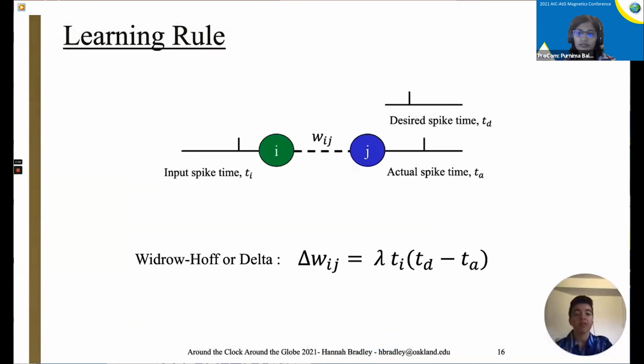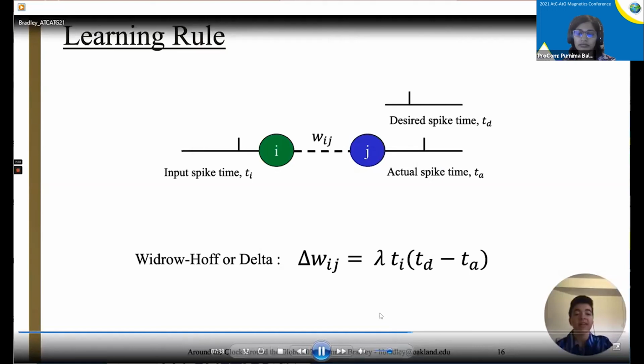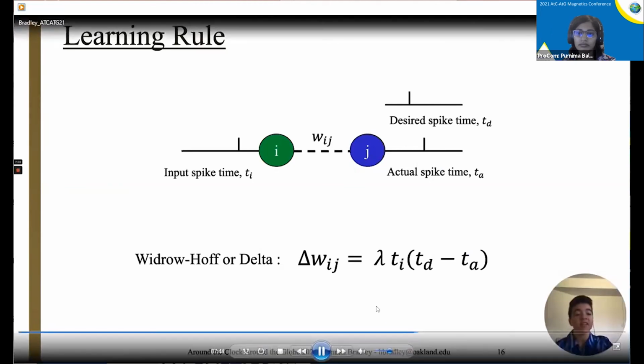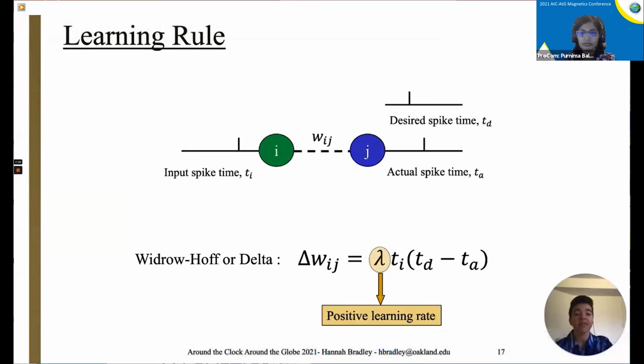The SPAN uses a learning rule based off the Widrow-Hoff or delta rule. This rule uses the difference between the desired spike time and the actual spike time of a neuron to update its weights. The lambda is a real value, positive, and constant learning rate. The higher the learning rate, the more aggressive the change in the weights are.